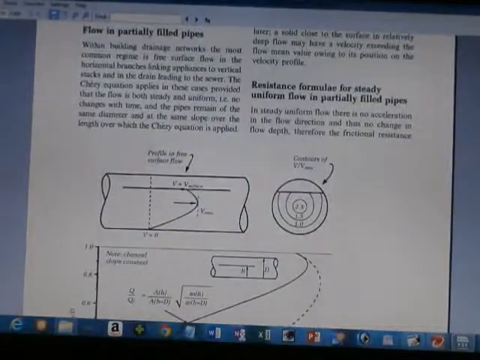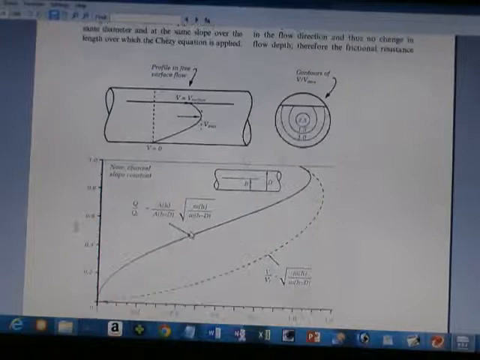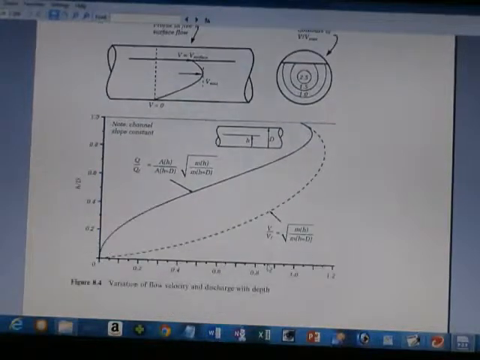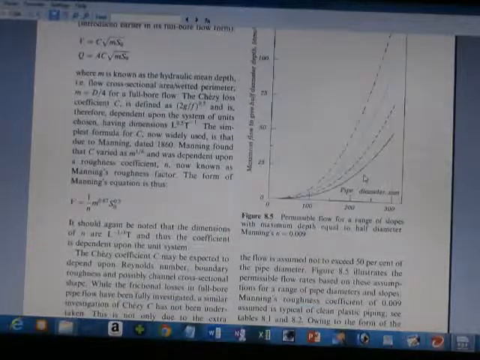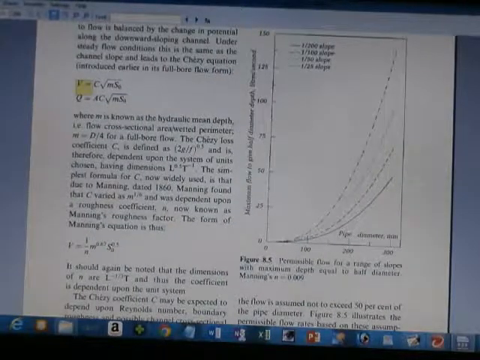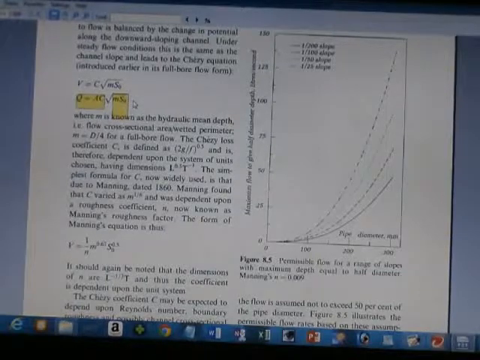In this way the pipelines carry the flow, and there is also a relationship between the fluid viscosity and discharge. The equation gives the velocity in the pipe, and this is the amount of water flowing out.